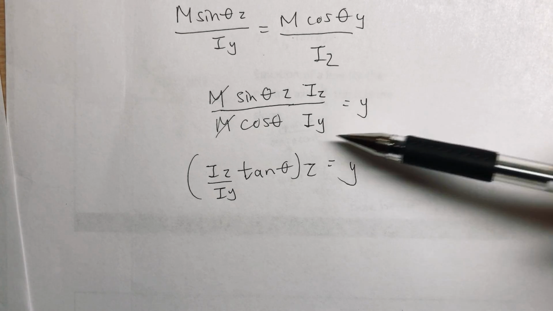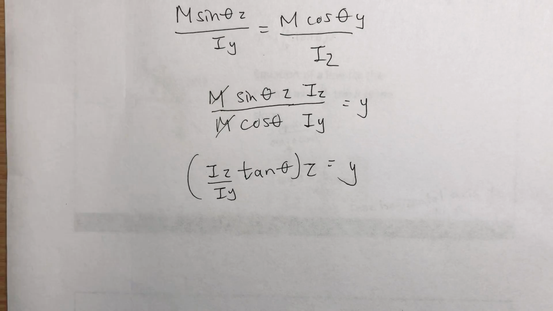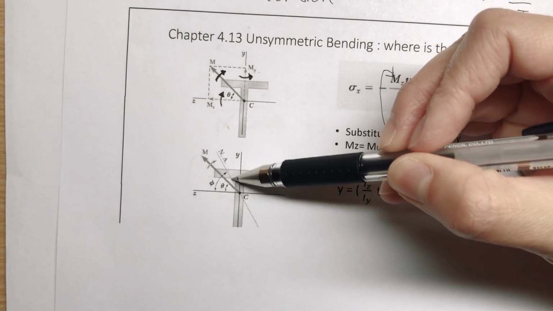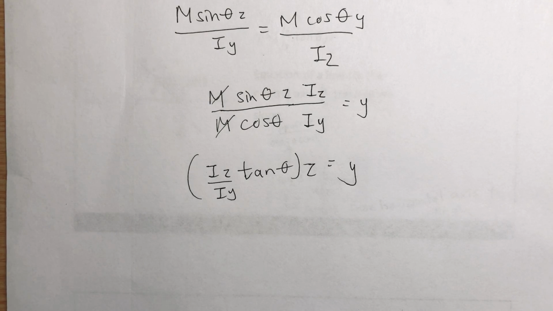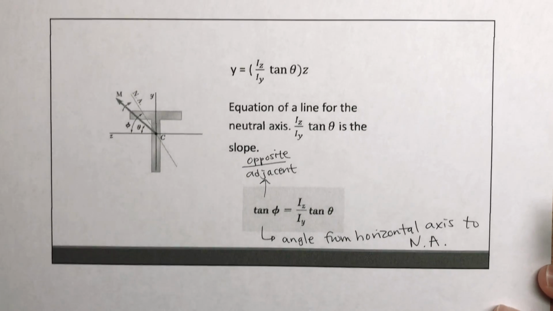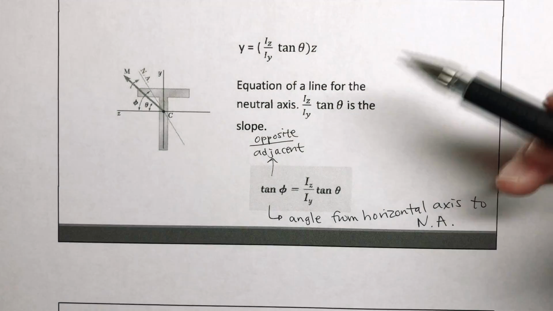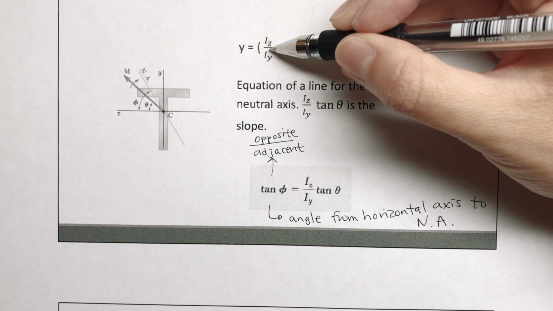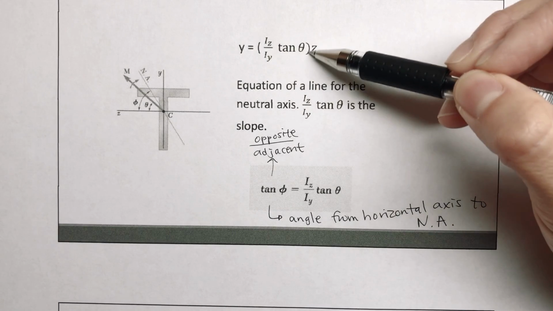Where y is the vertical axis, z is the horizontal axis, and this is the slope of the line. Again, a reminder, we are looking at how to find the neutral axis. So we just found the equation of a line for the neutral axis right here. Turn to slide 11. So we found an equation for this line for the neutral axis. The equation of the line for the neutral axis is y equals the slope Iz over Iy tan theta times z.